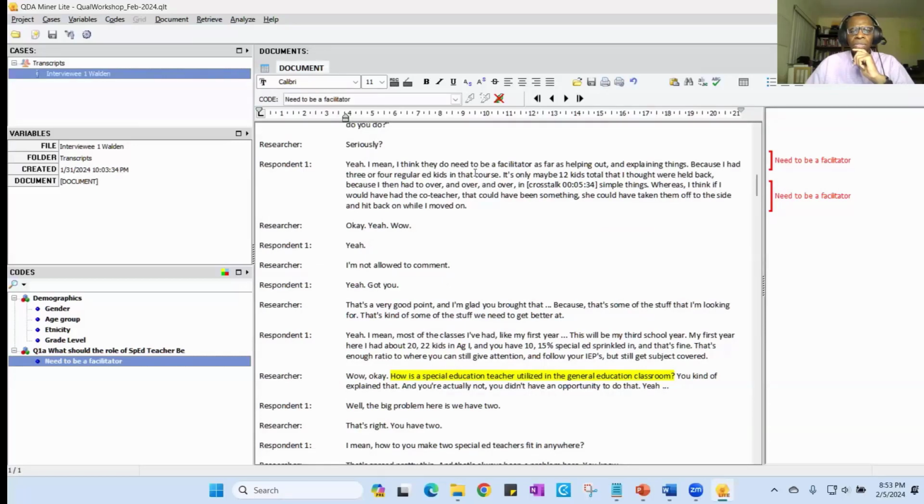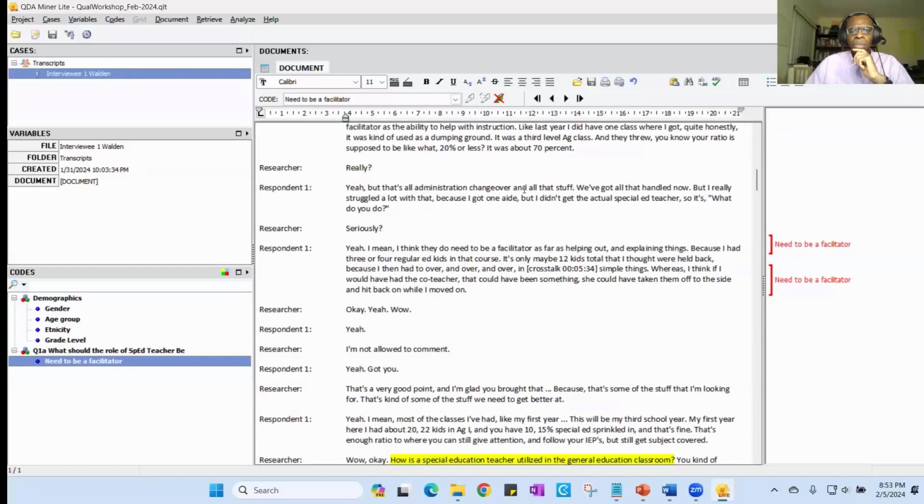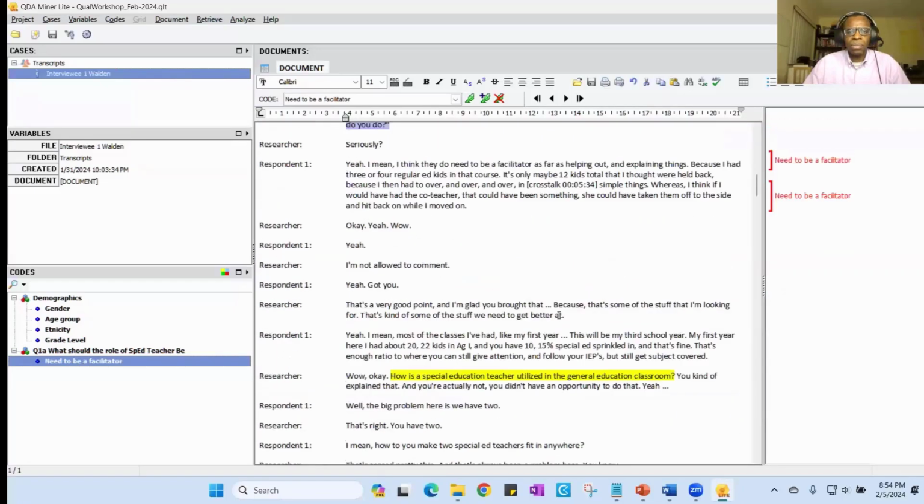I think they need to be a facilitator, instrument discouraged, but I really struggled a lot because I got one aid, but I didn't get the actual special ed teacher. So what do you do? Okay, so this was the answer. But I really struggled a lot with that because I got one aid, but I didn't get the special ed teacher, right? So he didn't really get the special ed teacher. So that's the response to this second question, okay?